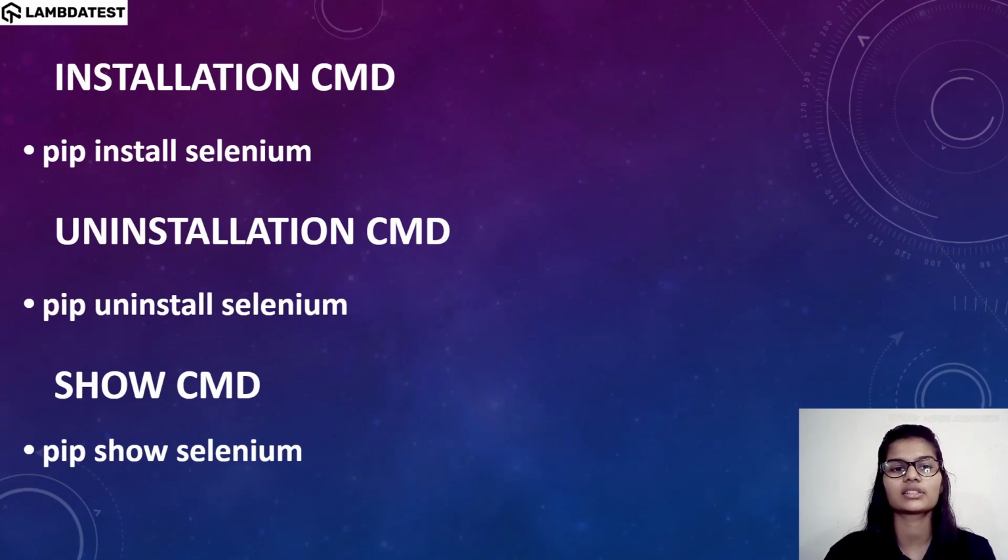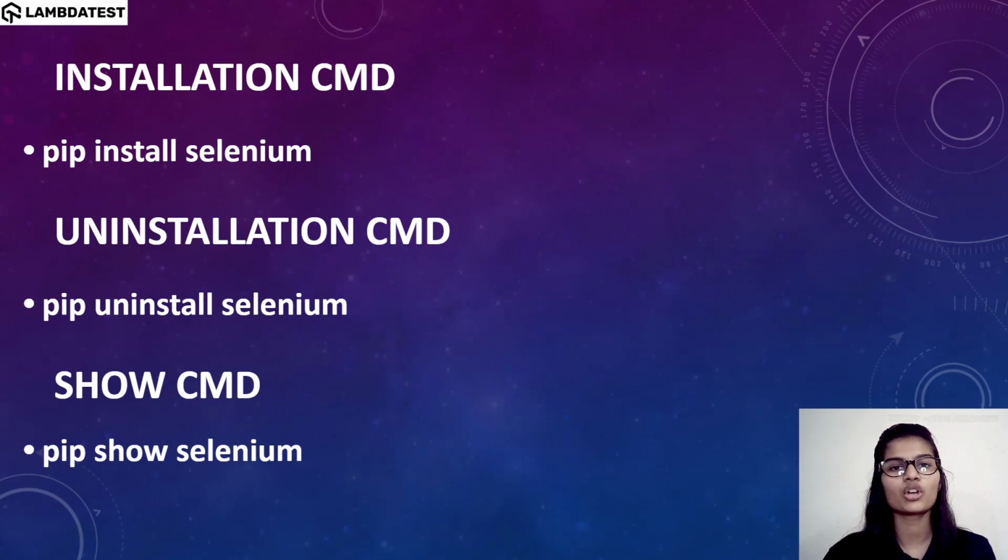For the installation command, it is pip install Selenium, which I hope you are already familiar with, because if you're watching this tutorial, you already know about Selenium. So I'm not going to go over those things here. I would just help you with the installation. The pip install Selenium, that's the first command. For the uninstallation, you simply write pip uninstall Selenium.